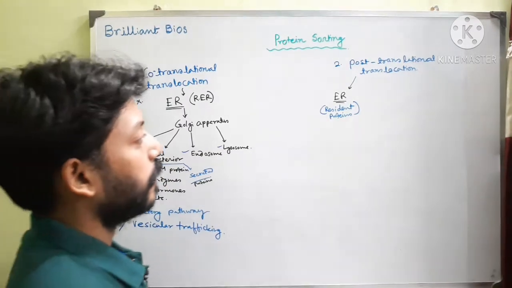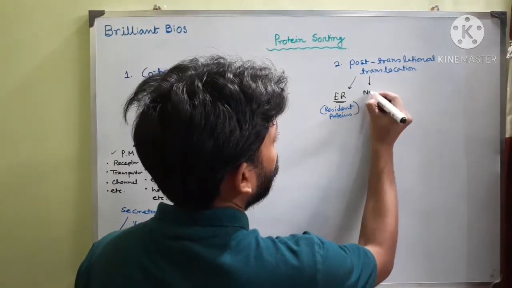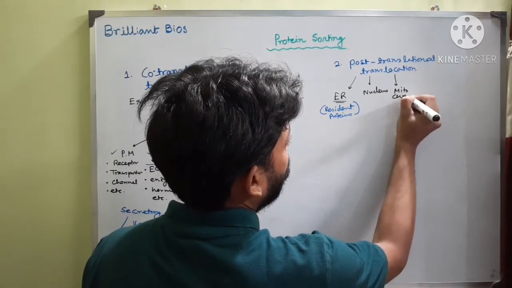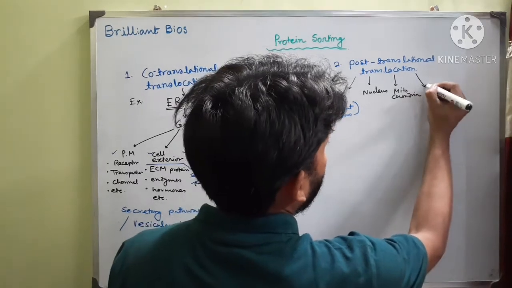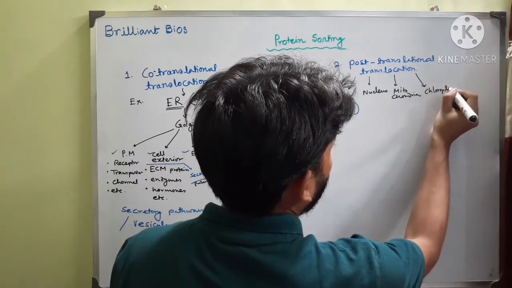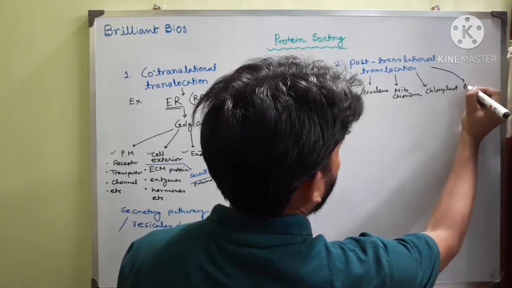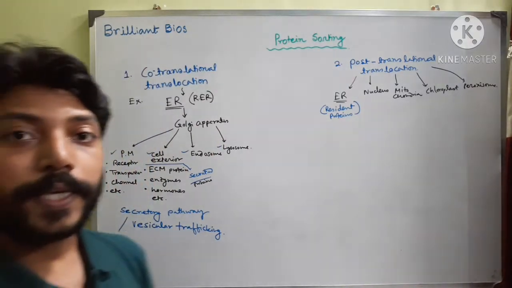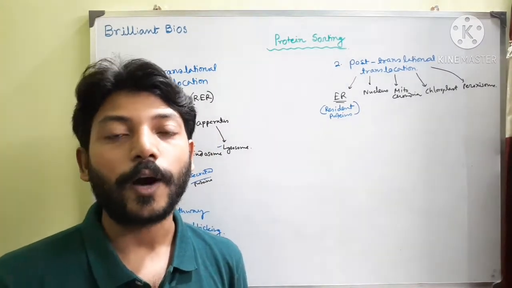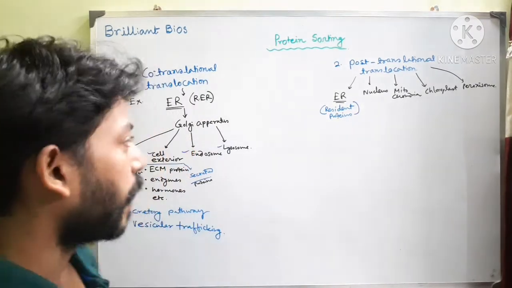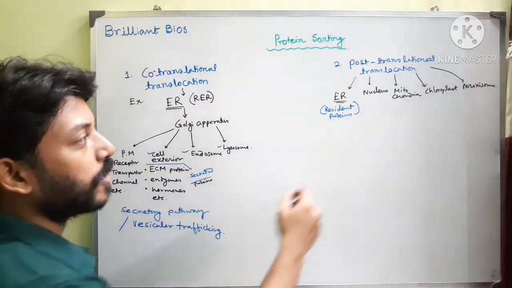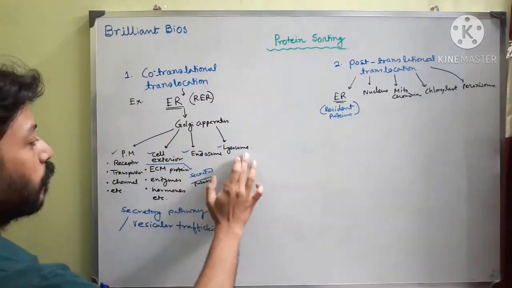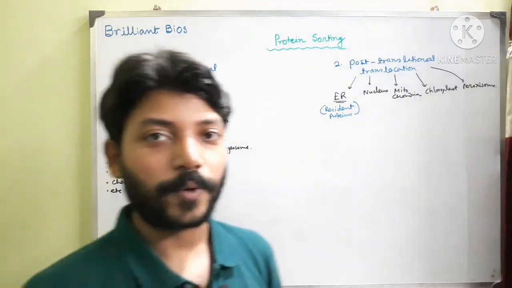Okay, the next destination is the nucleus. Another is mitochondria. Another is chloroplast, peroxisome, etc. Now in this class I will talk about how proteins enter into the endoplasmic reticulum, and in my subsequent classes I will talk about how proteins enter the nucleus, mitochondria, chloroplast, peroxisomes, endosomes, lysosomes, and plasma membrane, all about this protein sorting.